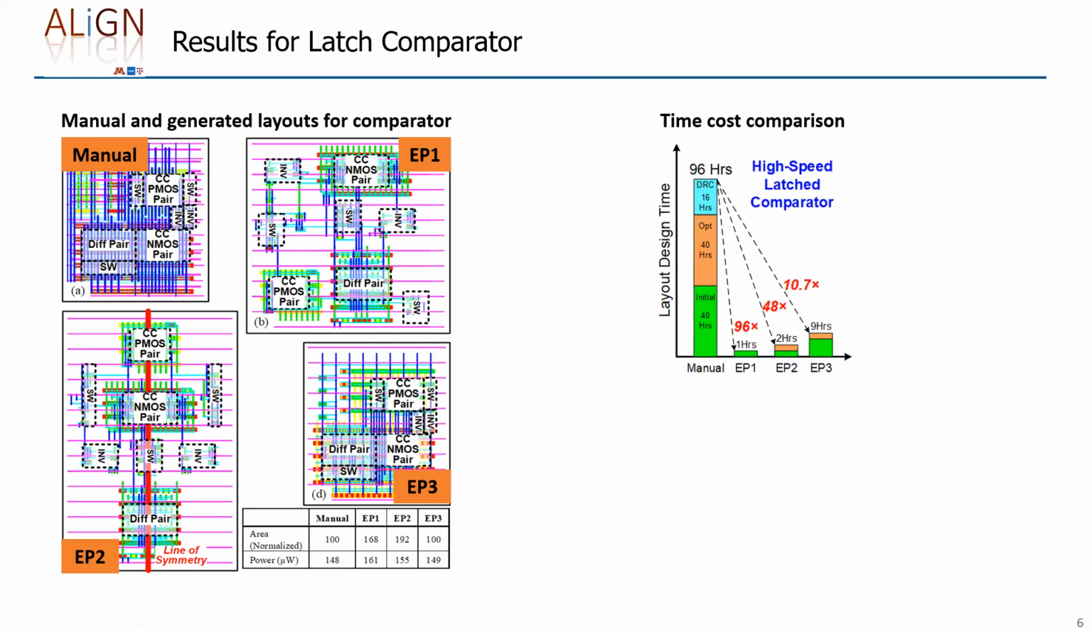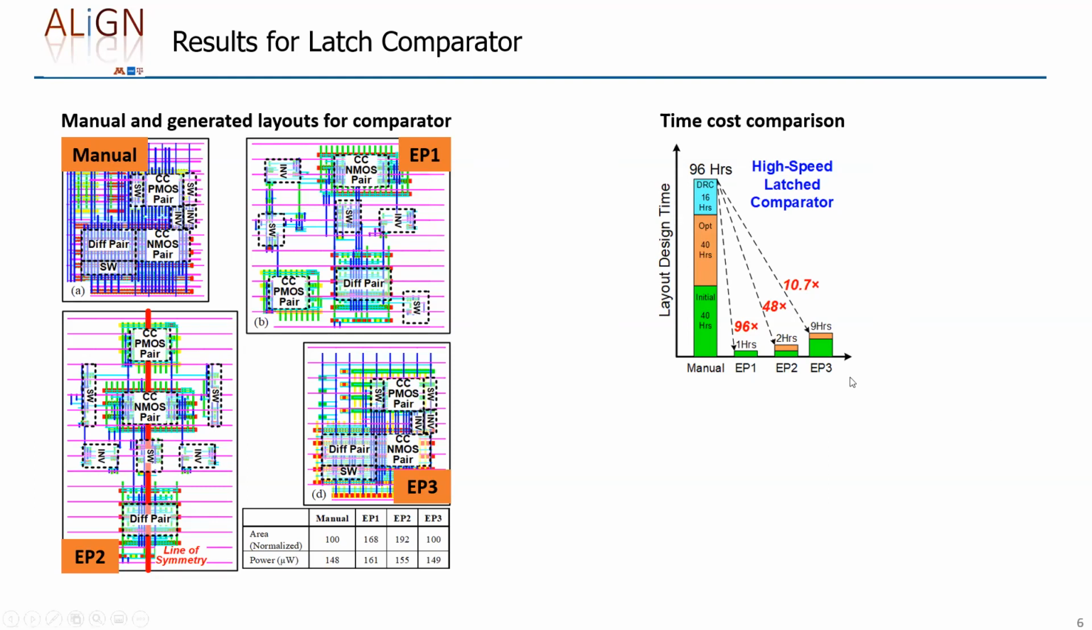In terms of the effort involved, this top right figure shows how much it took to create the manual layout and then the Align generated layout through different entry points. Here you can see there's basically a 10x to 100x reduction in the design time. When we look at the manual layout, there's a lot of effort put into getting the initial base layers done, and then optimizing the interconnects to reduce the input referred offset, and then finally design rule closure. But when we do entry point 1, as you just saw, it actually takes on the order of seconds, not even hours. Even given constraints, it takes on the order of minutes.